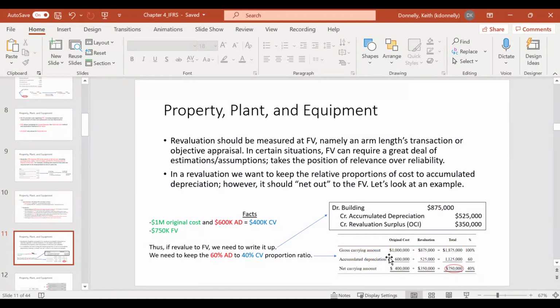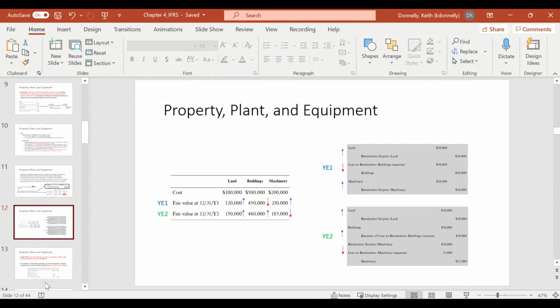So in this case, if you're going to revalue it to fair value, you would have the carrying amount go up to 1875, and you would have the accumulated depreciation go up to 1125. This will get you right to 750 where you want to be, because that's what you want to revalue it at. But you have to keep the proportions of cost to accumulated depreciation the same. So this is just showing you a couple of different scenarios from year 1 to year 2. You can look at that.